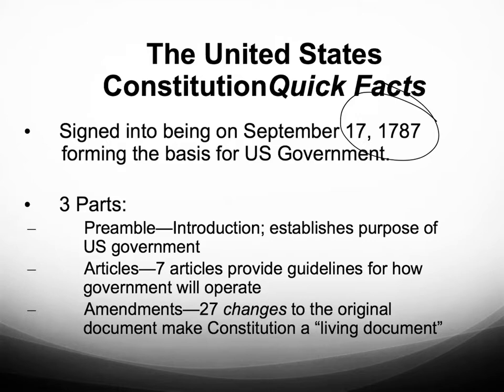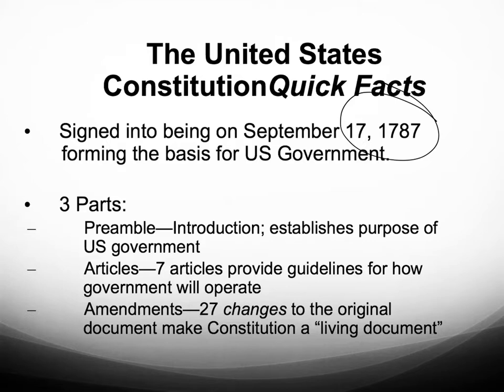The preamble, which is the intro, gives you the purpose, gives you the basics, what it's going to be all about. Then there's the articles, which are 7 different articles that kind of lay out how the government is going to operate, what the president can do, what the Congress can do, what the court system can do, and all the different jobs of the government.